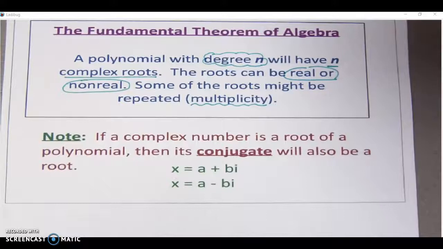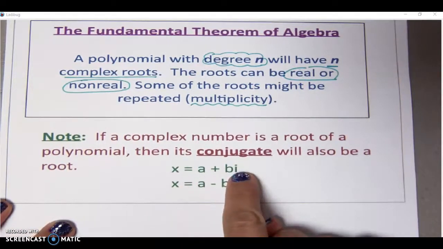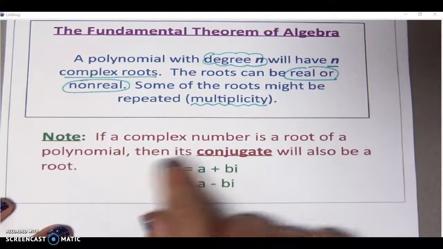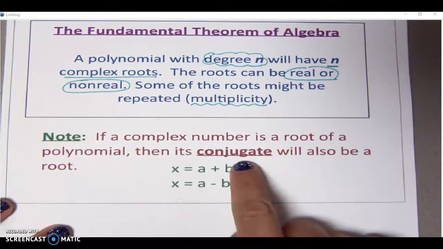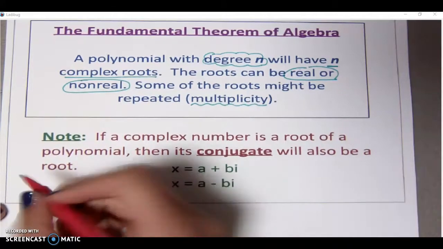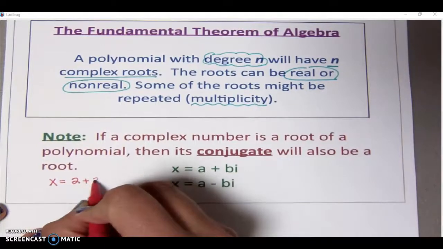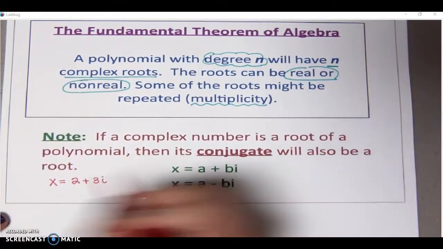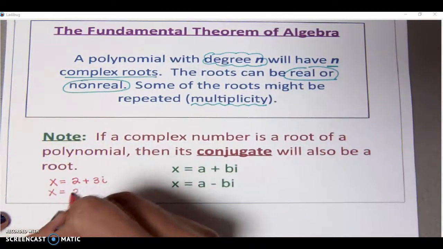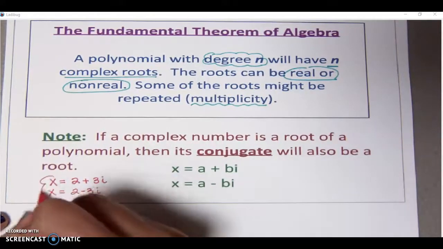Something that we're going to throw in today: if a complex number, so an imaginary number and a real number together, in the form a plus bi, is a root, then its conjugate, so it's the same thing with opposite signs, will also be a root. Here's what I mean. If I tell you that 2 plus 3i is a solution, then x equals 2 minus 3i will always also have to be a solution.